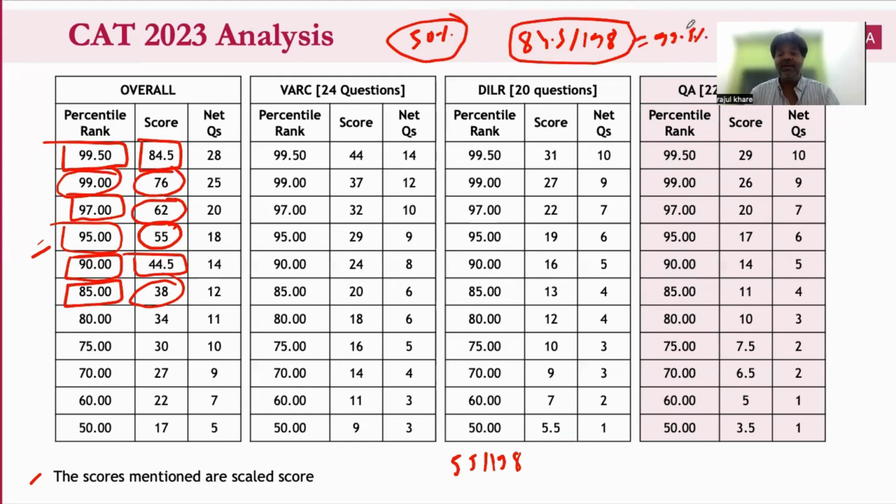Okay, so this data is really, really important, and you need to understand it before you give the mocks, before you target your CAT paper, before you understand what is going on in the paper. Okay guys, now coming to the three sections, what were the three sectional cutoffs?